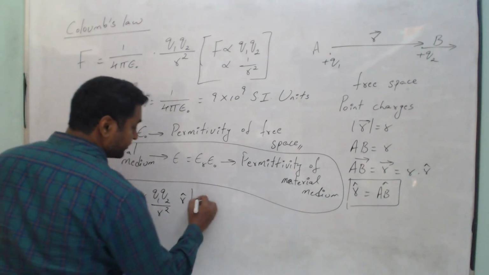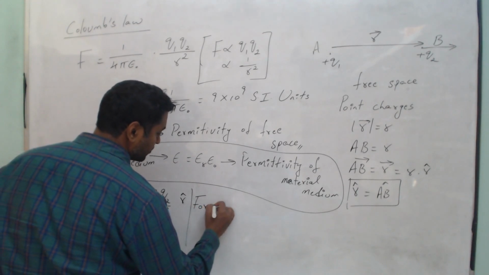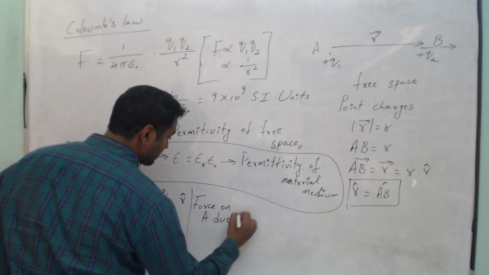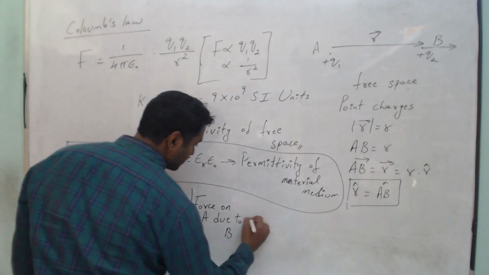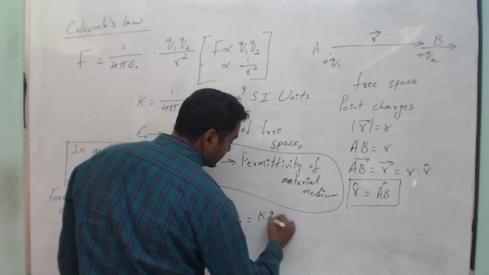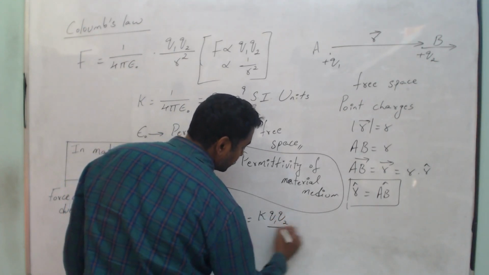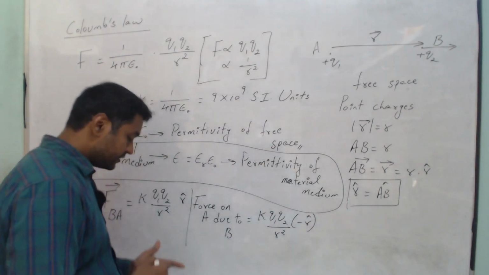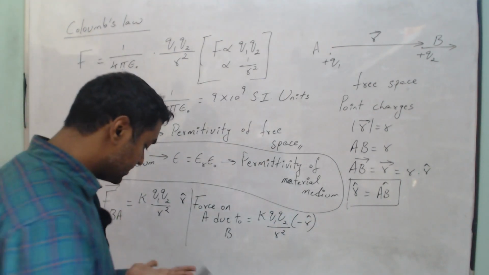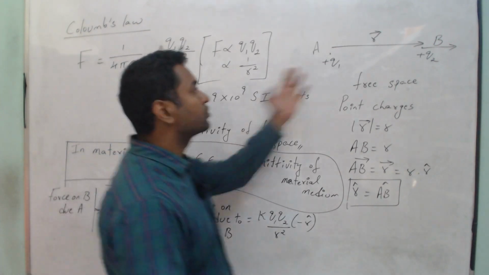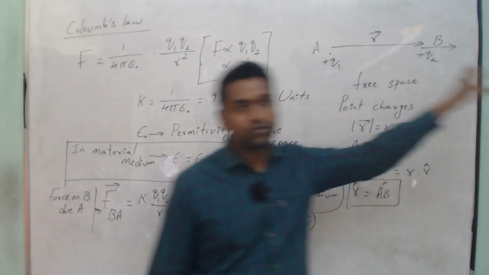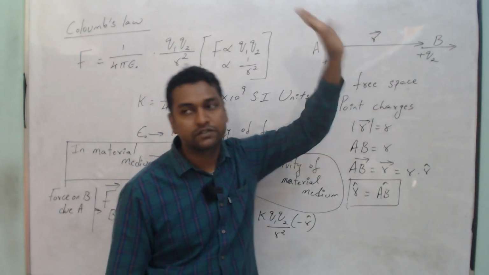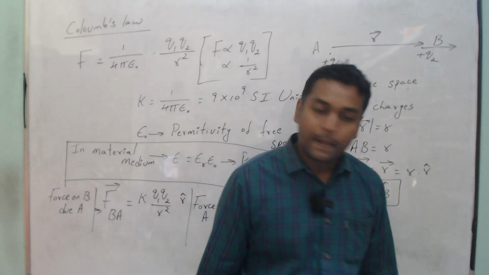Suppose I want to write force on A due to B: minus R cap. Simple. Is this clear? Very simple. Don't complicate it in your head. People complicate it. That's why I'm saying, simply, due to A on B is towards the right side, due to B on A is towards the left side. Simple. Because they are both positive charges. Clear?